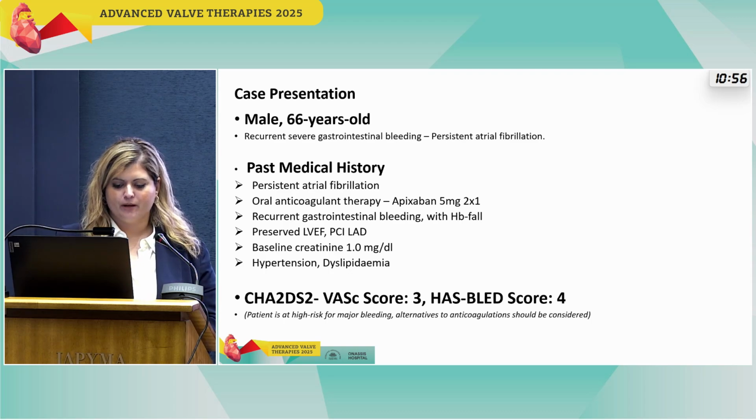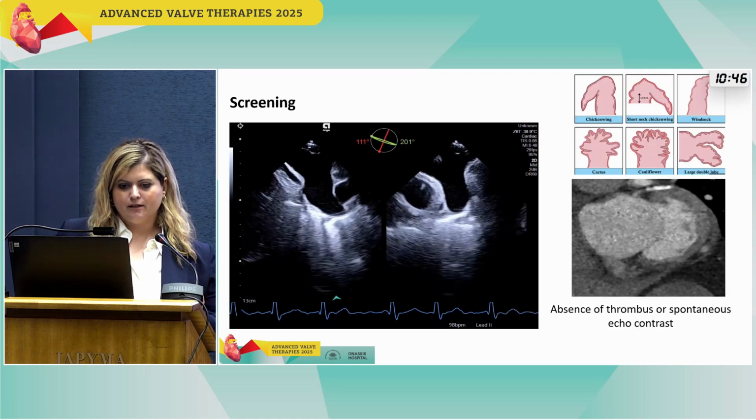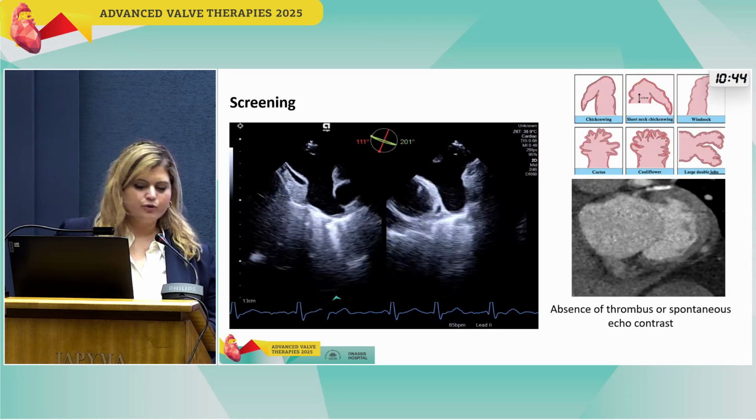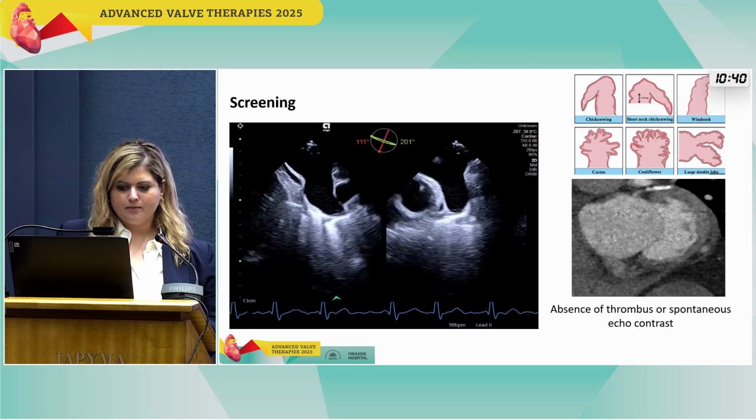His CHA2DS2-VASc score is 3, and his HAS-BLED score is 4, and that translates into him being at higher risk for major bleeding, and we should take into consideration alternatives for anticoagulation. An alternative is the LAAO occlusion. In order to do that, we have to screen the patient first.